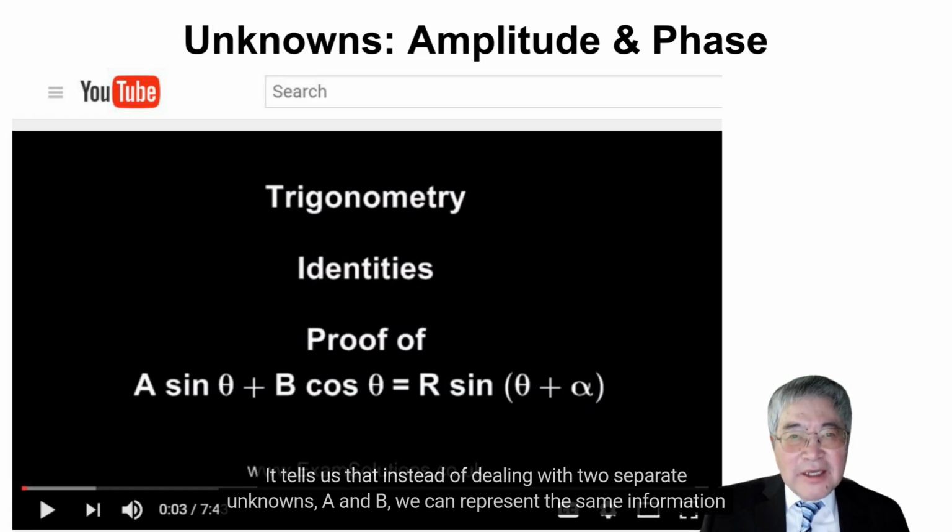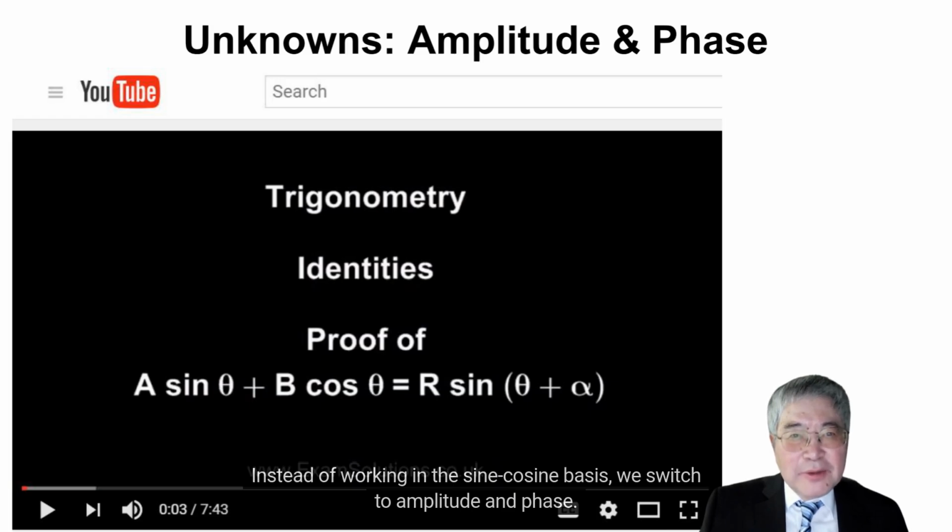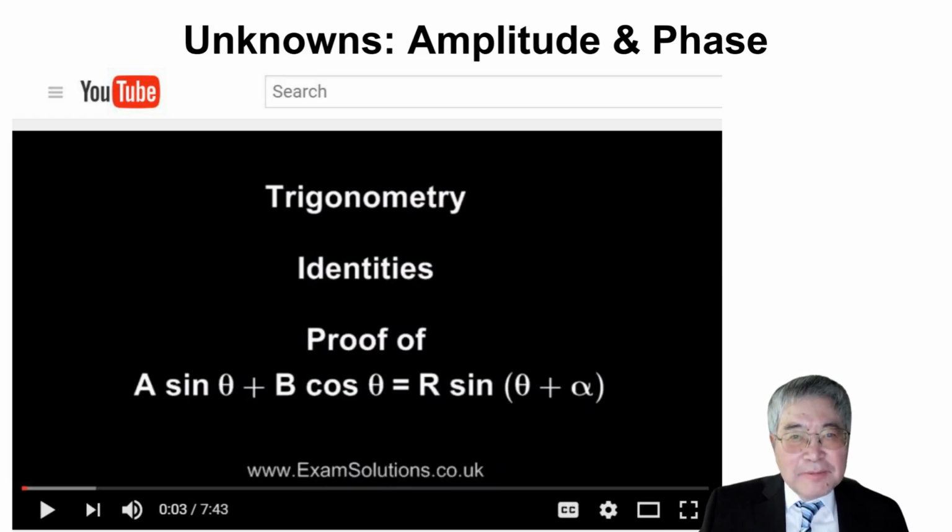It tells us that instead of dealing with 2 separate unknowns, a and b, we can represent the same information using 2 different unknowns, r the amplitude and alpha the phase. So nothing is lost, we're simply transforming the representation. Instead of working in the sine-cosine basis, we switch to amplitude and phase.